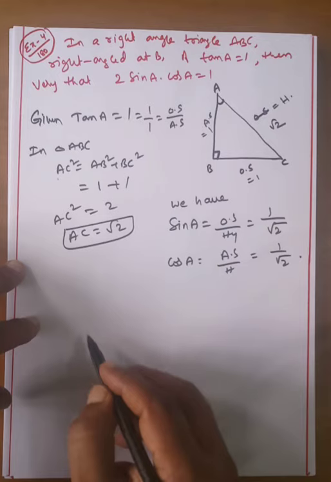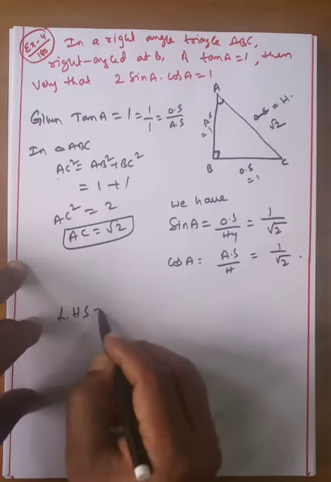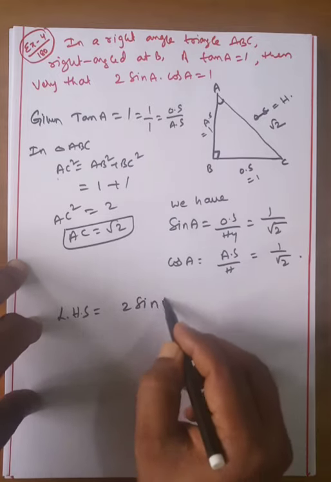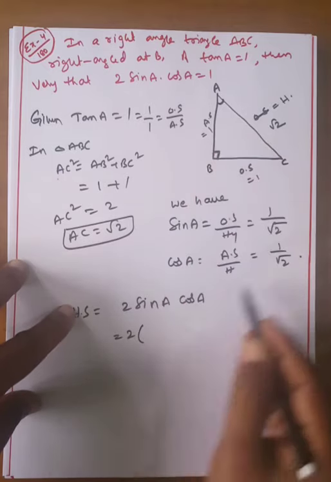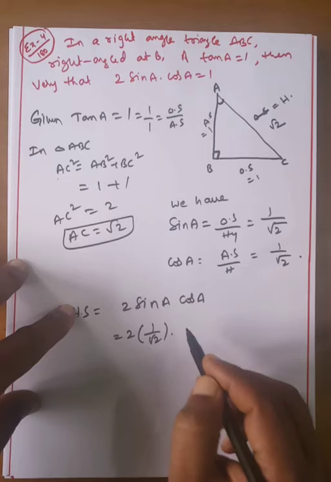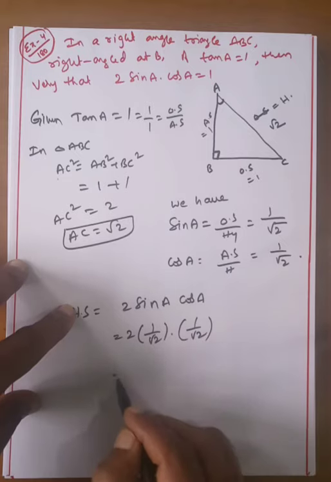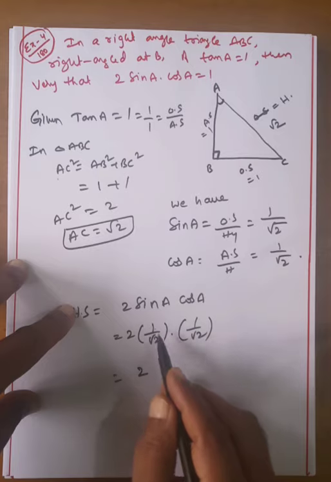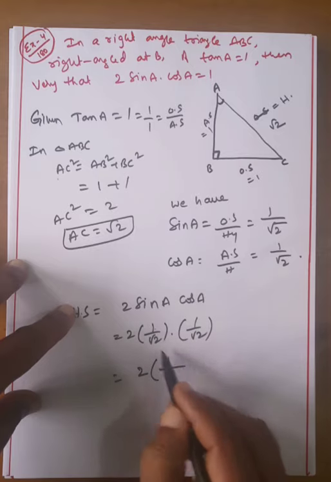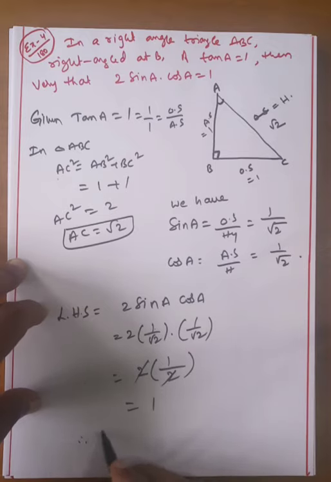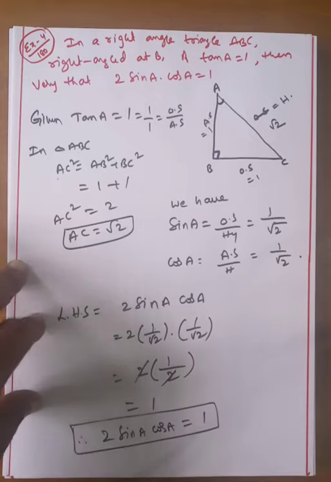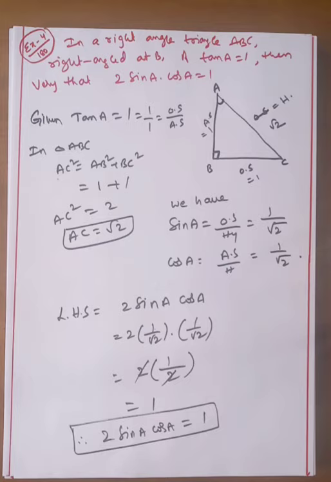Okay, now take the LHS. Verify means take the LHS, that is 2 sin A cos A. Now I have to show that 2 sin A cos A is equal to 1. 2 into sin A, and sin A means 1 by root 2, cos A means 1 by root 2. 1 into 1 is 1, and root 2 into root 2 means 2. The 2s cancel. What is the answer? Therefore, 2 sin A cos A is 100% equal to 1. But did you understand or not?